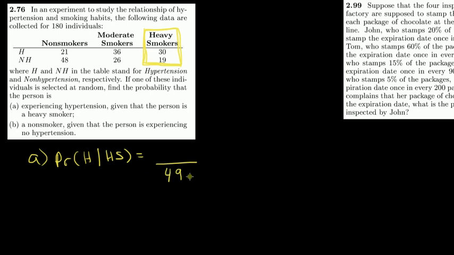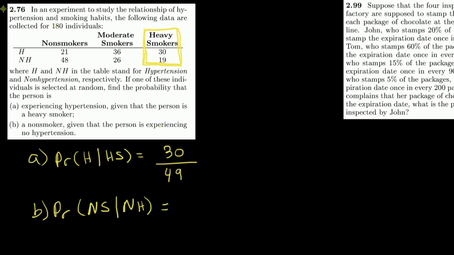Now, how many of the 49 are hypertensive? 30 out of the 49. Okay, let's go on to part B. What's the probability that you are a non-smoker, I'll use NS, given that they experience no hypertension? A person experiencing no hypertension.